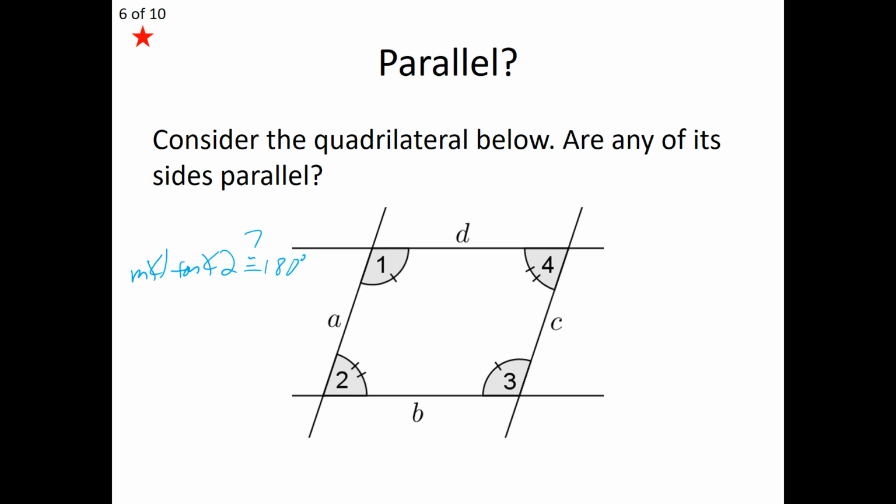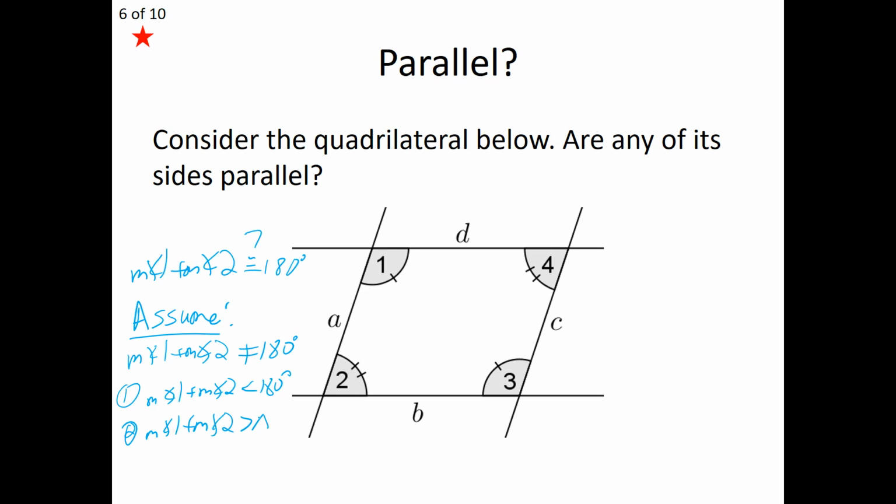How are we going to do that? Well, as you guessed it, we're going to assume the opposite. Let's assume the negation, that angle 1 and angle 2 are not equal to 180 degrees. So what would that mean? If angle 1 and angle 2 are not equal to 180 degrees, that means, again, we have two possibilities. We could have the measure of angle 1 plus the measure of angle 2 less than 180 degrees, or we can have the measure of angle 1 plus the measure of angle 2 greater than 180 degrees.